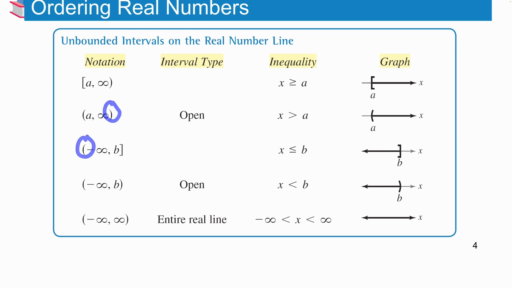So we'll always have the open parentheses. Whenever we have positive infinity or negative infinity, it will always be the open parentheses. But when we're expressing it in the drawing on the number line, it will just be darkening the arrow in that direction.